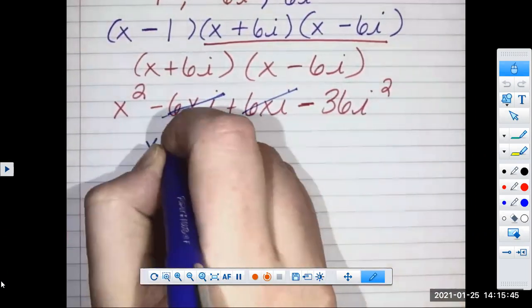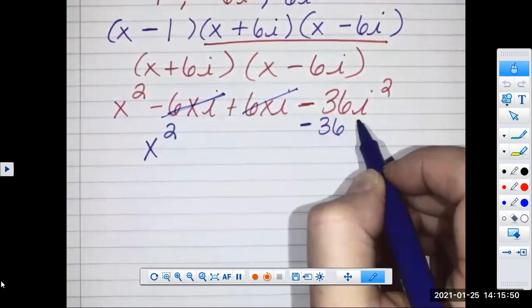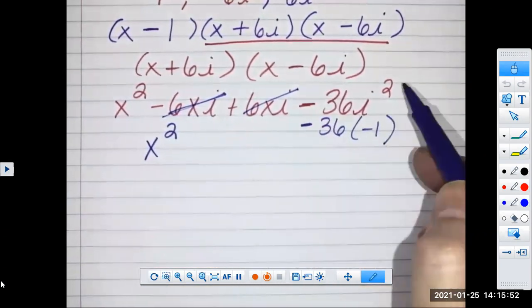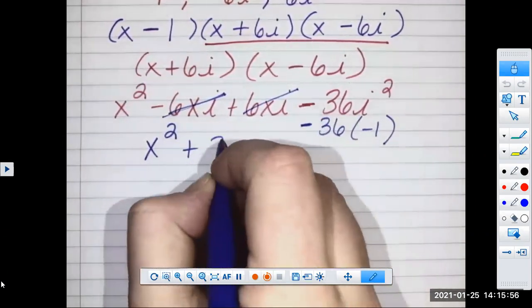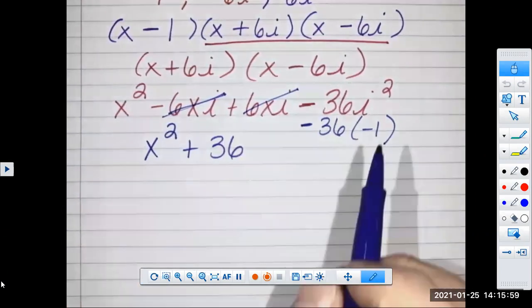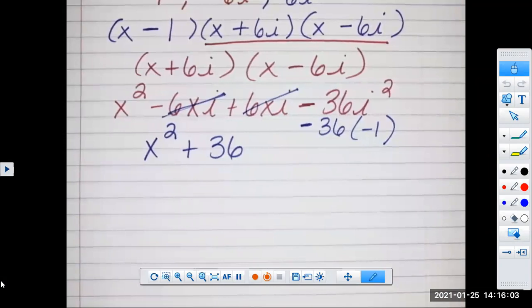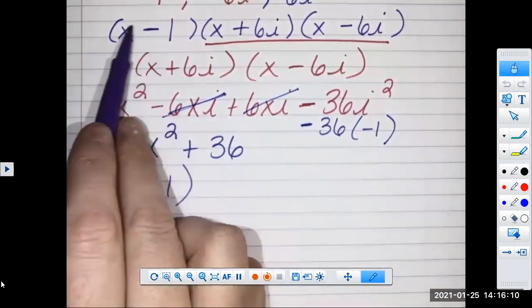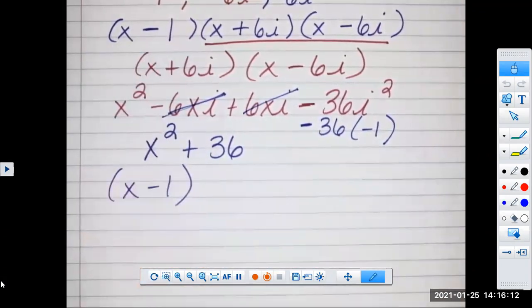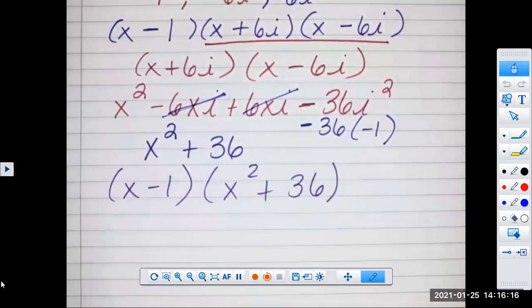Notice that the negative 6xi and positive 6xi cancel, and that's what you want. You're left with x squared. Then negative 36i squared becomes negative 36 times negative 1. i squared simply changes the sign of the number in front and goes away, so it becomes positive 36. But we still had the x minus 1 out front that we can't forget. So we have to multiply that to x squared plus 36, and then we'll be done.